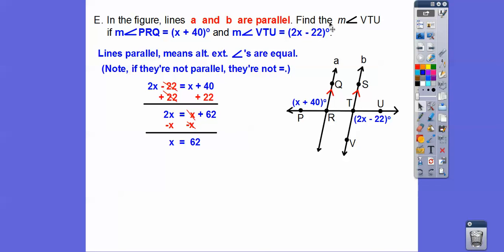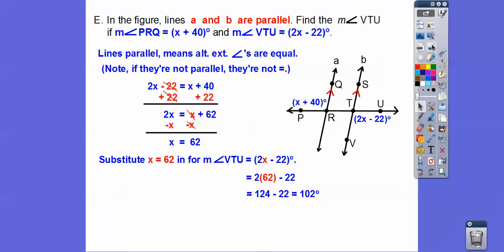Now up here it says find the measure of angle VTU, not x. A lot of kids think they're done right here. So we've got to substitute in x right here for 2x minus 22. So here we go, we plug that in, and we get 102 degrees. All right, let's try another one.